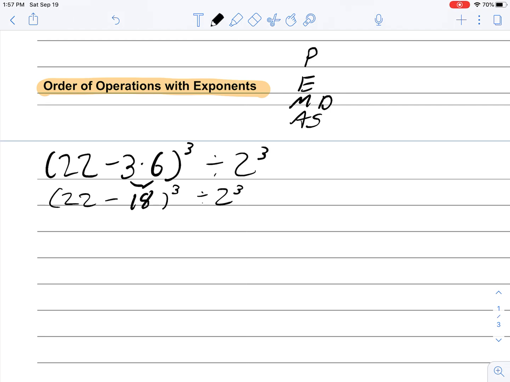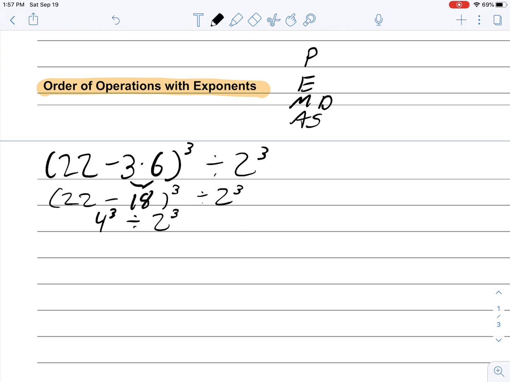I always like to just go one step at a time and write down everything as I go. So I still have parentheses, so the next thing I do is 22 minus 18. 22 minus 18 is 4, so I have 4 to the third power divided by 2 to the third power. Now I am done with parentheses.